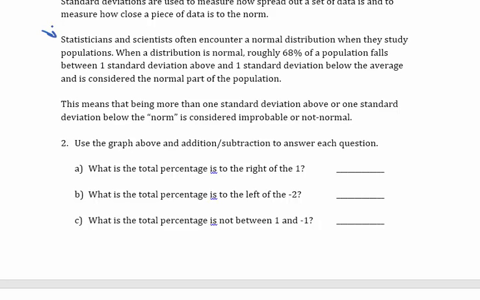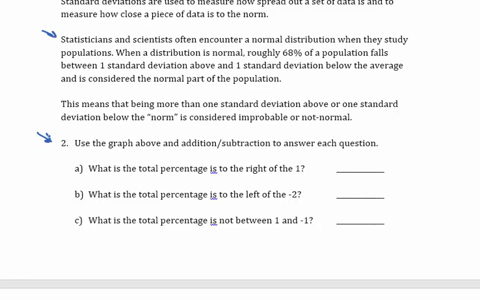When a distribution is normal, roughly 68% of the population falls between 1 standard deviation above and 1 standard deviation below the average. And that's what we calculated in question C above. So 1 standard deviation below to 1 standard deviation above is considered the normal part of the population. This means that being more than 1 standard deviation above or 1 standard deviation below the norm is considered improbable or not normal. Okay, let's answer this question now.